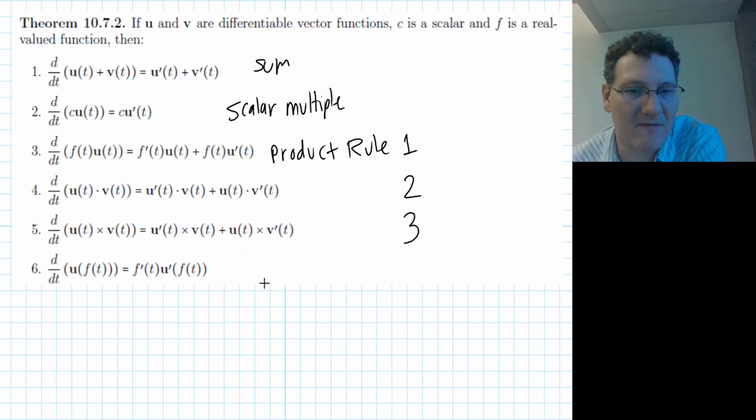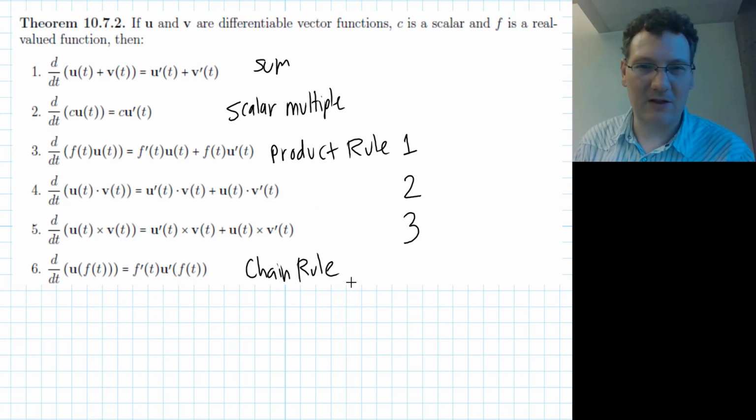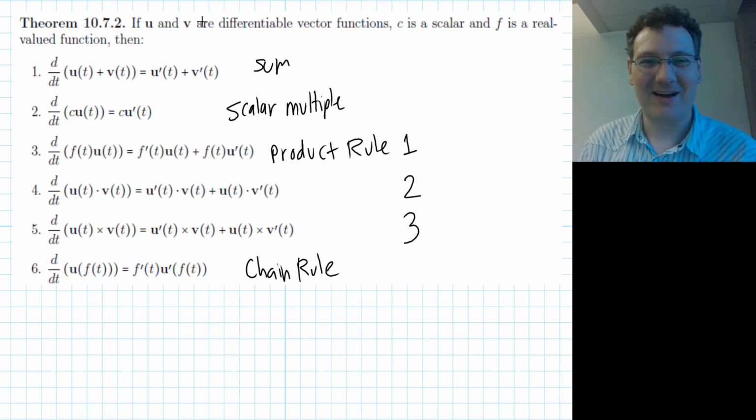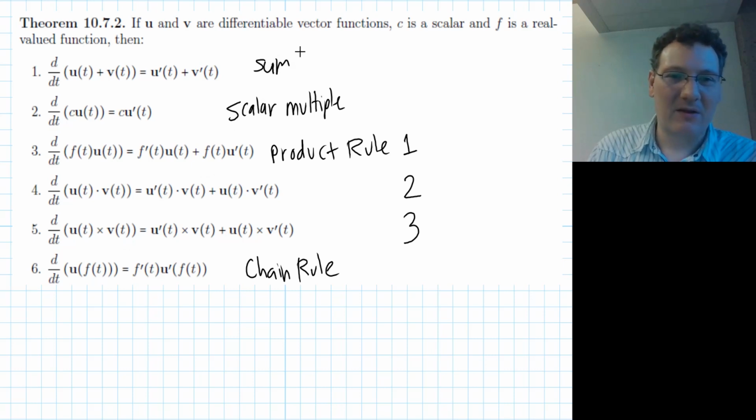And lastly, what we have is a form of the chain rule. A composition of a vector function with f of t, some scalar real valued function, right? You're going to have f prime of t times u prime of f of t. So this is like a chain rule. All of these kind of follow exactly what you imagine they probably would. They work out just kind of like they did in single variable calculus.